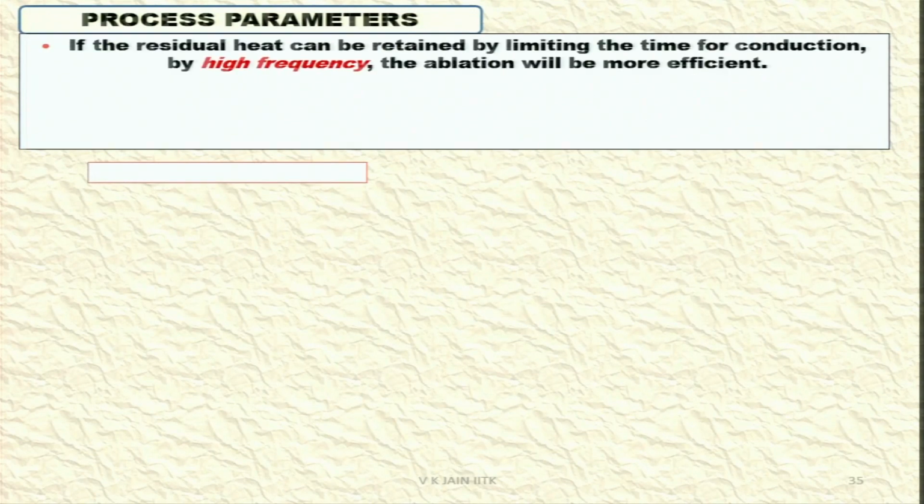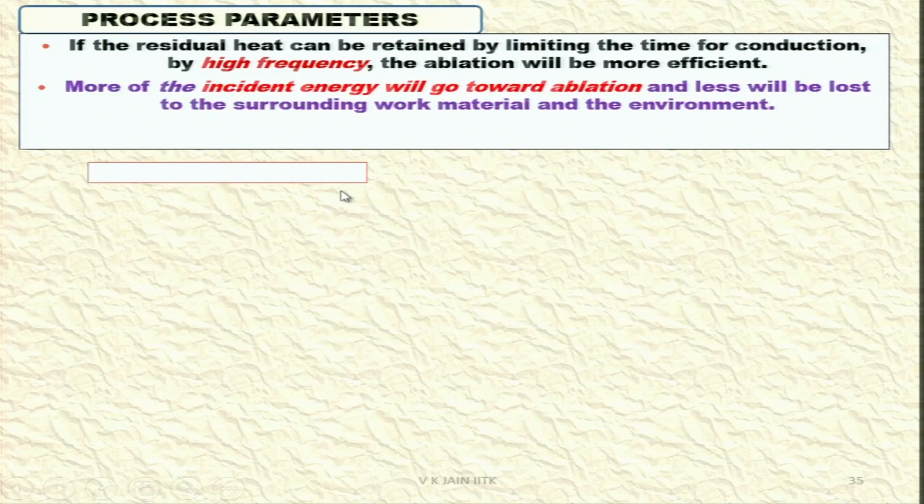Process parameters, some of them we have already seen. If the residual heat can be retained by limiting the time for conduction by high frequency, the ablation will be more efficient. More of the incident energy will go towards ablation if frequency is high, and less will be lost to the surrounding work material due to conduction, etc., or convection to the environment.